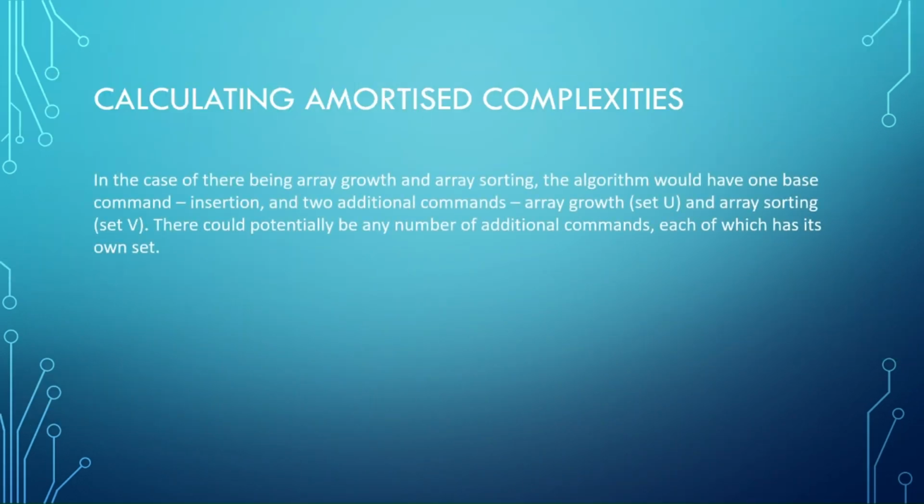So calculating further, in the case of there being array growth and array sorting as possible commands, the algorithm would have one base command, so insertion, and two additional commands: array growth, which has set U, and array sorting, which has set V. There could potentially be any number of additional commands, each of which has its own set.